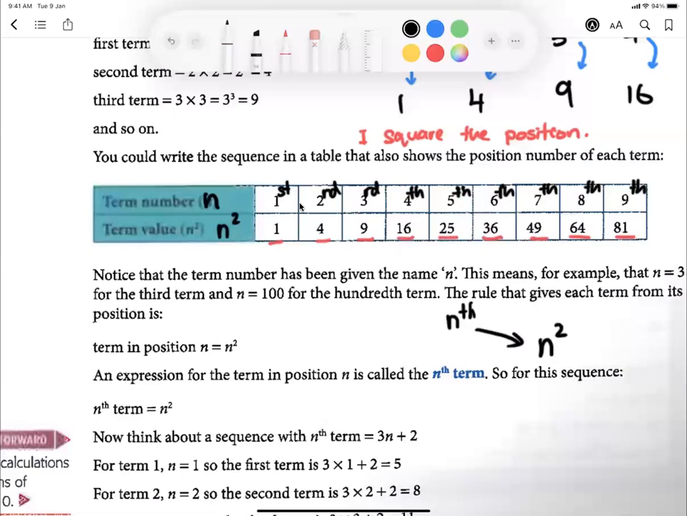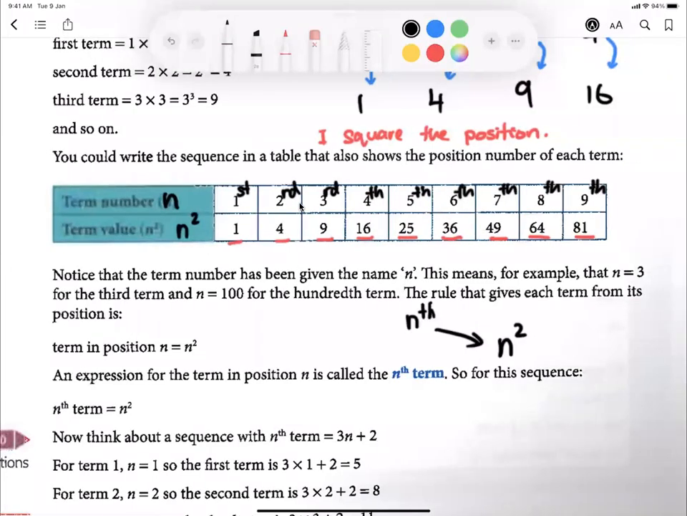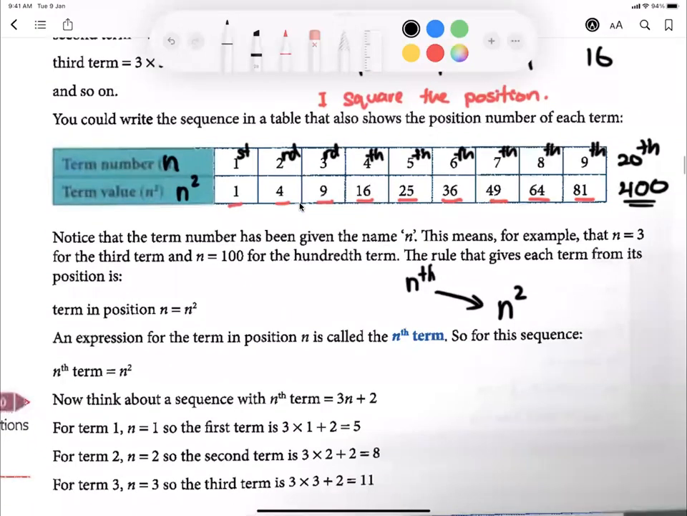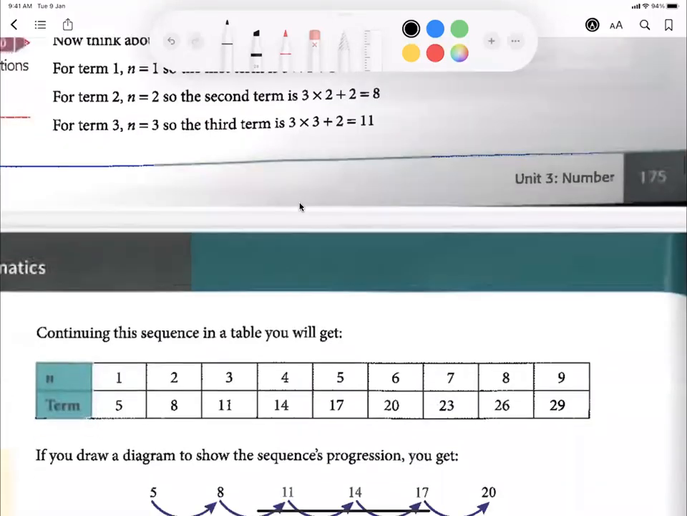What will happen on the nth number? Meaning, what happens if my number is 20? What's my value for my 20th number? The answer will be 20 squared, which is 400. So this is how you actually get your square number. Your value for your nth term will be n squared. And this is what you call your position to term rule.